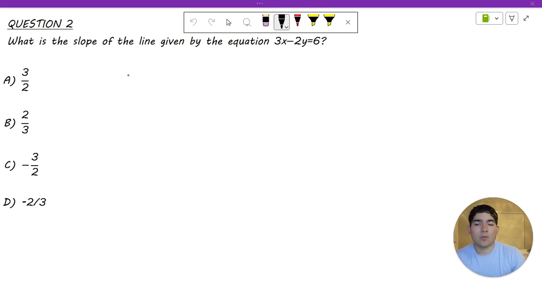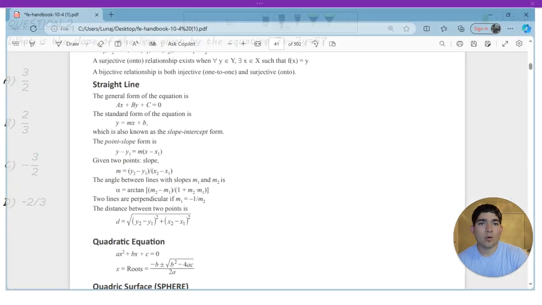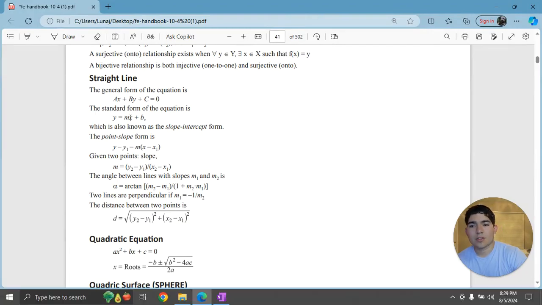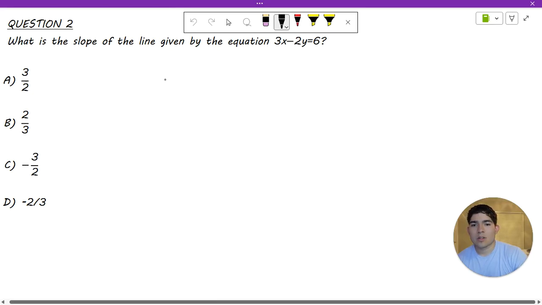Okay, so now we're moving on to question 2. We have a similar problem. We need to find the slope of a line given by this equation here. As you can see, this equation is not in standard form. Just as a reminder for what standard form is, it's going to be right here, standard form of an equation, y equals mx plus b. So to find the slope, we need to put this in standard form.